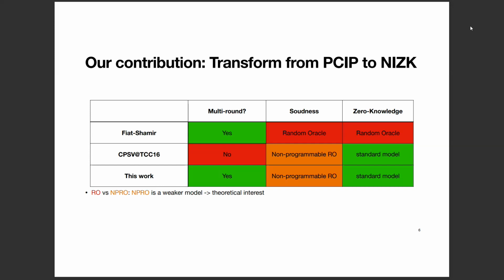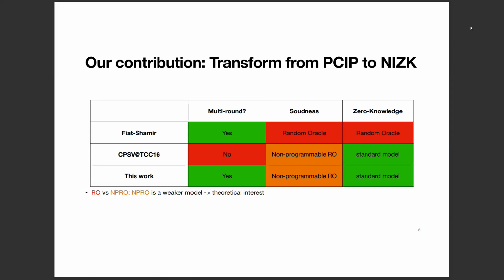For the Fiat-Shamir transform, they actually support multi-round protocols. But the CPSV transform doesn't support multi-round. However, the CPSV transform has some advantage over the Fiat-Shamir transform in the sense that their zero knowledge property is proved in the standard model instead of the random oracle model. And the soundness property of the CPSV paper can be proved in the non-programmable random oracle model. So our work basically combines the advantages of both transforms in the sense that we support multi-round protocols, and we also have zero knowledge in the standard model and soundness in the non-programmable random oracle model.